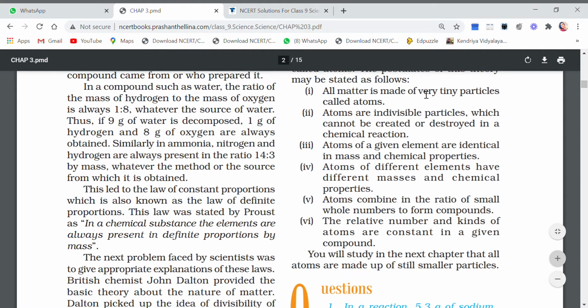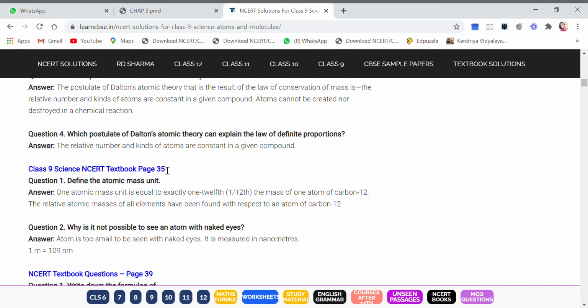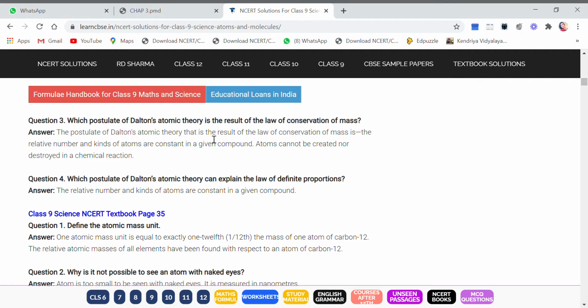All matter is made up of very tiny particles. Atoms are indivisible, and cannot be created or destroyed in a chemical reaction. Atoms of a given element are identical in mass and properties, and atoms of different elements have different masses. So out of which one do you think? I think postulate number 2 will definitely go. You see, the postulate of Dalton's atomic theory that is the result of the law of conservation of mass is that atoms cannot be created nor destroyed in a chemical reaction. So this is your answer number 3.